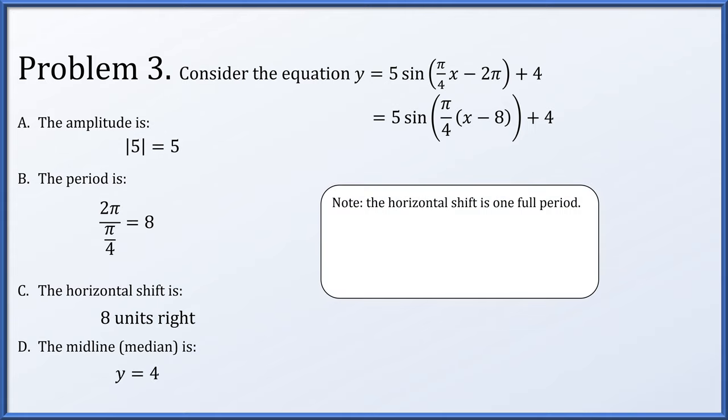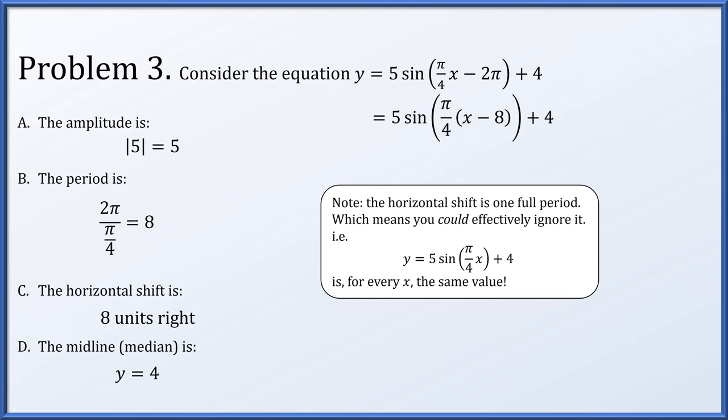Now observe, the horizontal shift of 8 units is exactly equal to the period. So we have shifted one full period, which means you can effectively ignore this shift. If you have a sinusoidal function and you shift it horizontally by one period, you haven't really changed anything. In other words, if we simply ignored that horizontal shift, for every value of x, we would get out exactly the same y value.